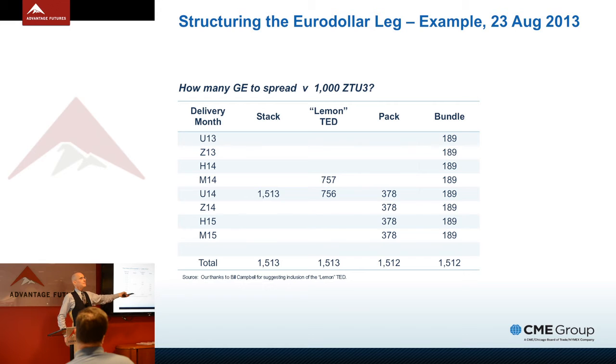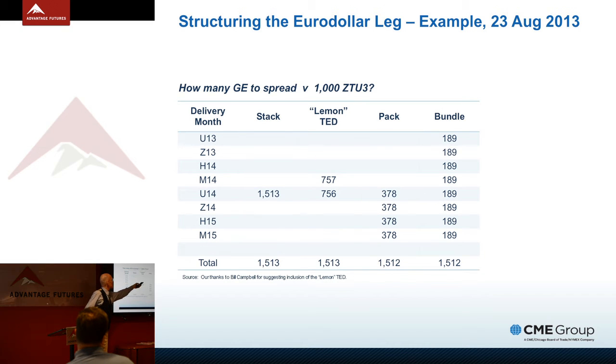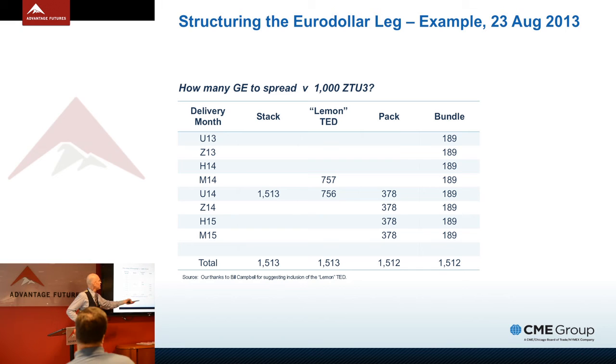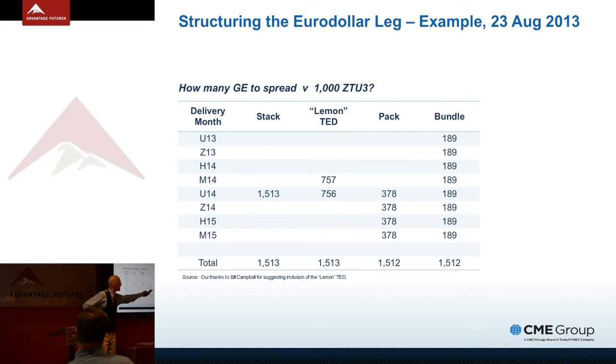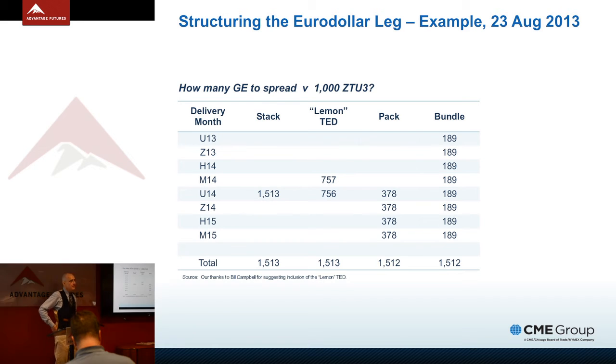I don't see Bill Campbell here. It could be a lemon TED. Some people call it the cusp. It could be the two contracts that are on either side of the boundary between the white pack and the red pack. It could be the red pack, in which case it's going to be, what, 389 of that. The bottom line is that it has to add up to 1,513 euro-dollar futures, or as close to it as I can get. Same reasoning would apply if I'm doing this with a 5-year. It has to add up to 979, or as close as I can make it.